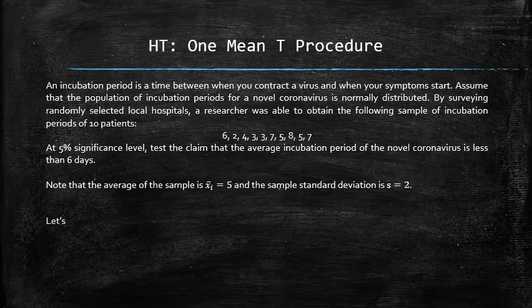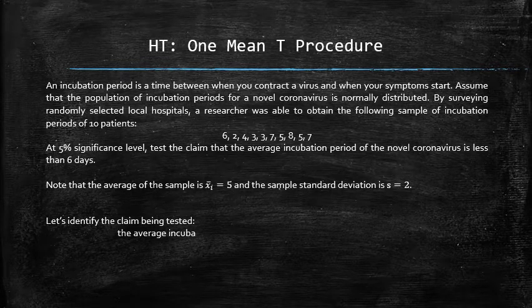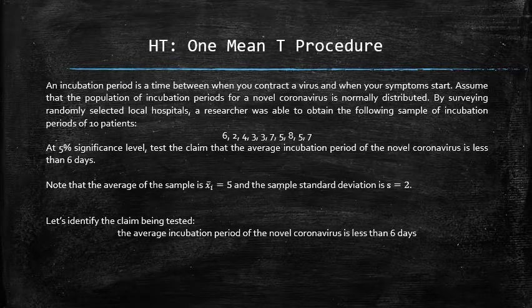Now, let's identify the statistical claim that needs to be tested. The claim is that the average incubation period of the novel coronavirus is less than 6 days. The keyword average suggests that the claim is about the parameter mu, so we can symbolically express the claim as mu less than 6. Since the claim is about the population mean and the standard deviation is unknown, we will use the one-mean t procedure.